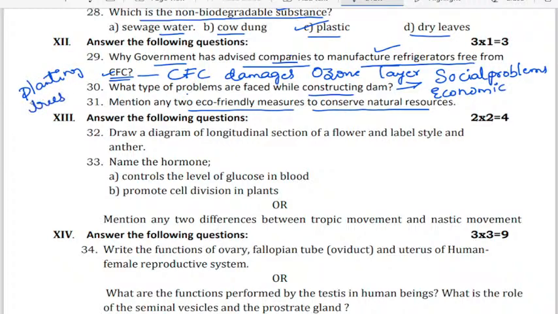And some of you are telling about replacing plastic bags with paper bags. You just stop using the plastic bags and start using the paper bags. These are very simple questions that have been asked in the examination. Next question, they are asking to draw a diagram of the longitudinal section of a flower. You know that I already taught this diagram. Do learn all the diagrams from biology.